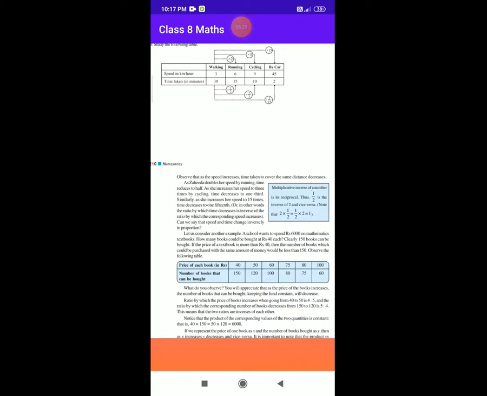Decrease to 1/15. In other words, the ratio by which time decreases is the inverse of the ratio by which the corresponding speed increases. So can we say that speed and time change inversely in proportion?